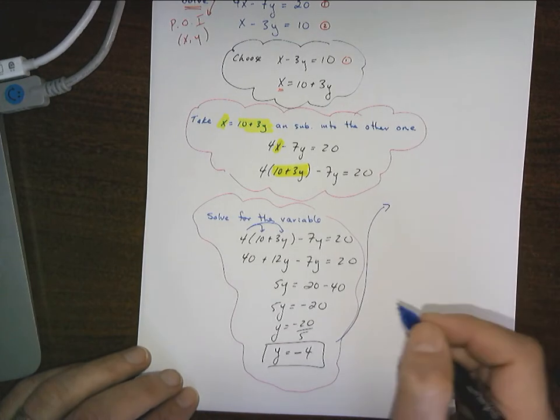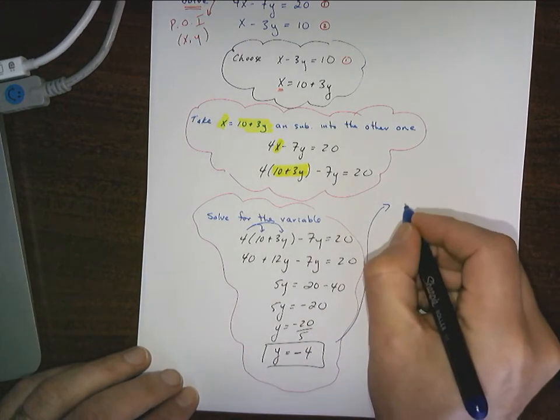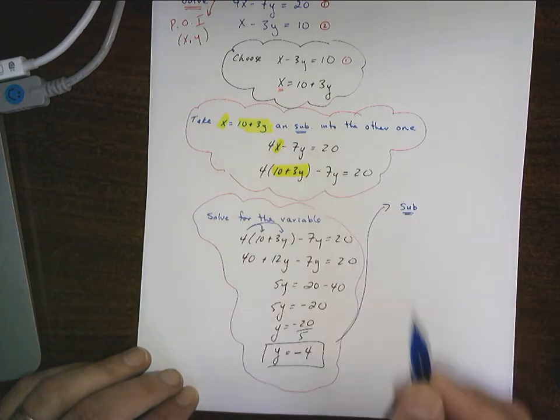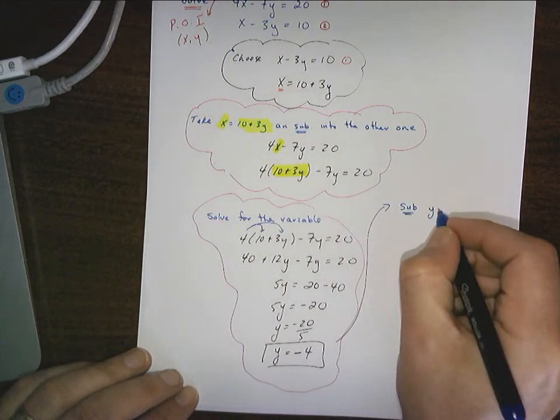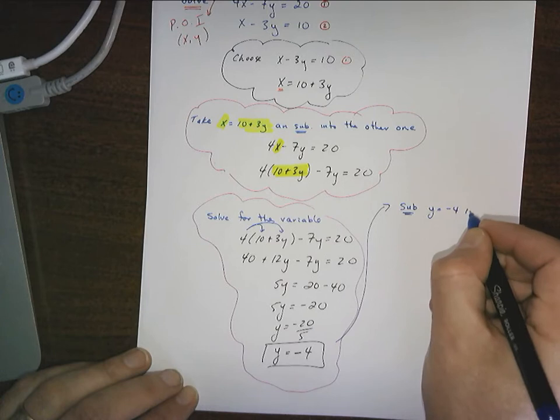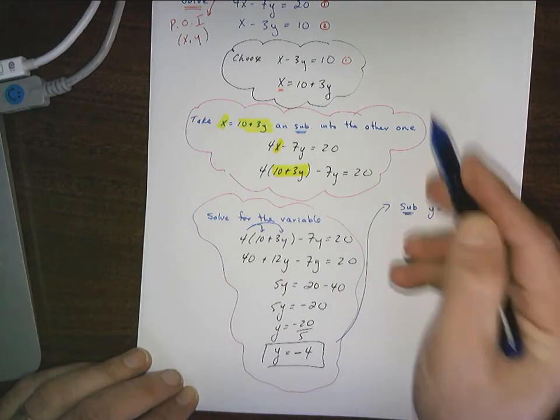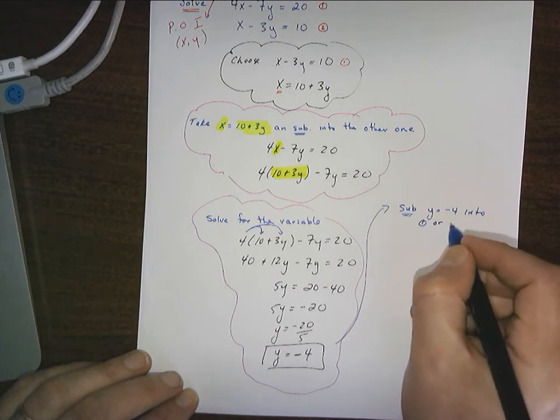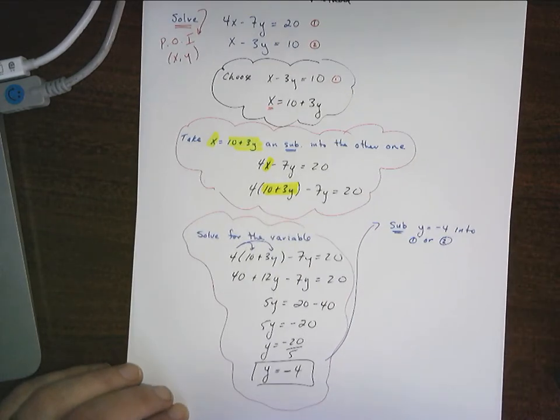So what do we do now? Well, we take this value and we sub. So there's 2 places where we sub. We sub y equals negative 4 into, and it doesn't matter which one. You can substitute it into 1 or 2. It's your choice. To prove that it's your choice, I'm going to ask someone from the studio audience.